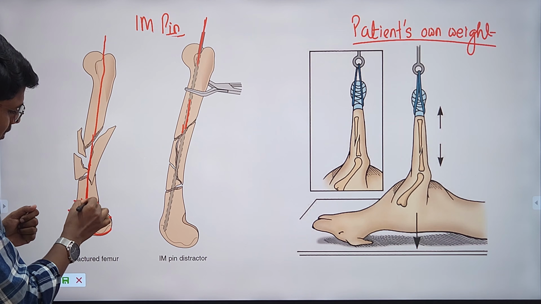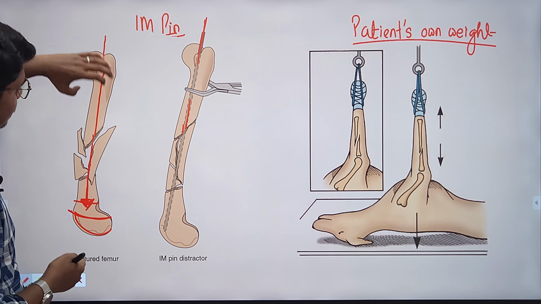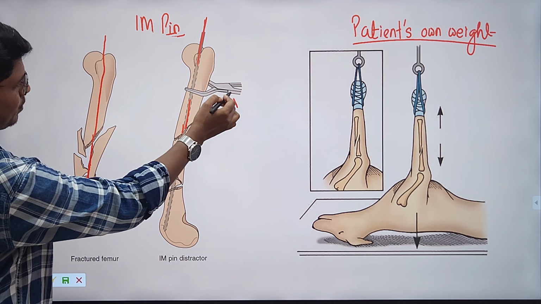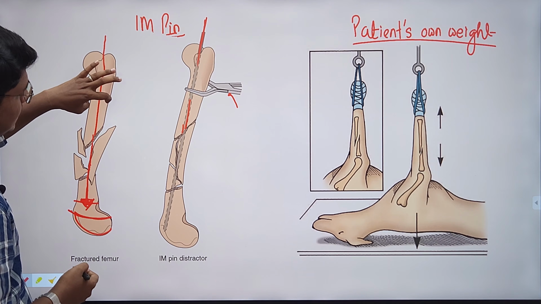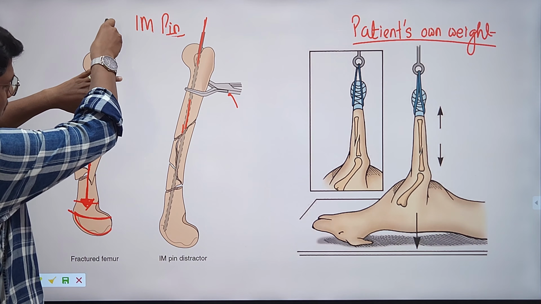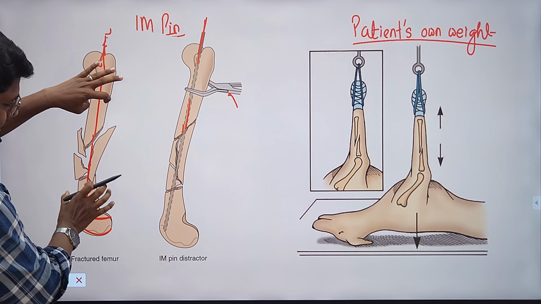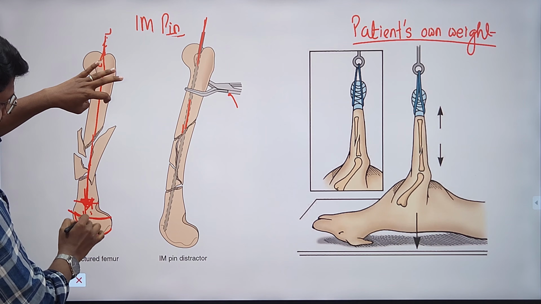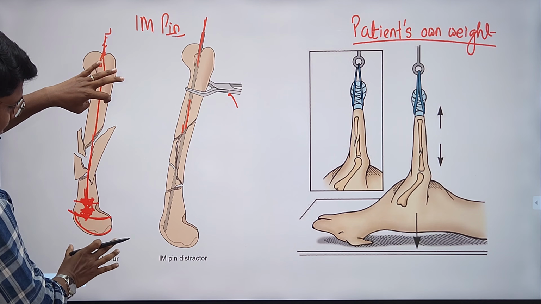When it touches this metaphysis, you have to hold this proximal segment with a bone holding forceps. It means you are simply fixing this particular proximal segment. Then you have to drill. During the drilling, it will exert force on the distal segment. So this distal segment will be distracted towards the distal side.